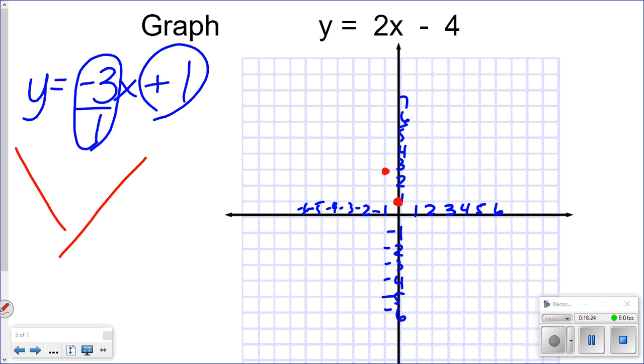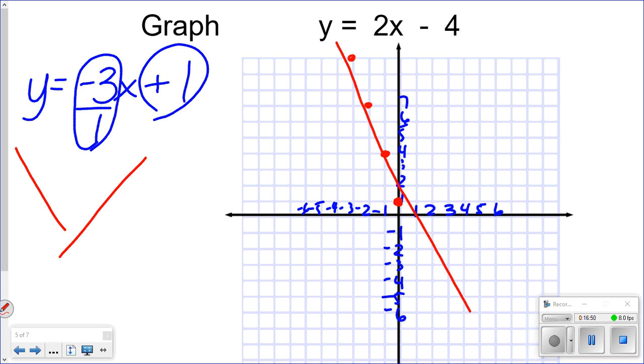So up 3 over 1, up 3, 1, 2, 3 over 1. Is that right? What did I do there? My bad. This will be 1, 2, 3 over 1. That's how it should look. Just like that. Okay, does everybody have any questions on the negative slope?